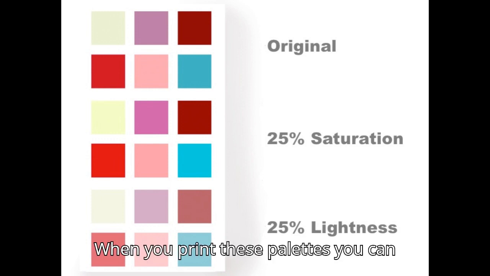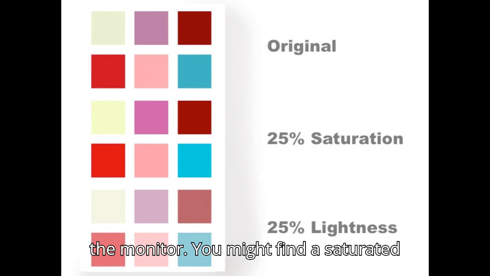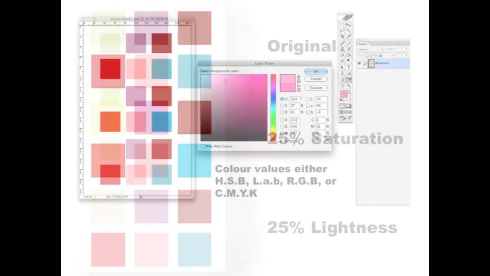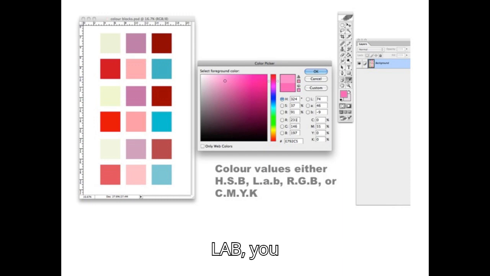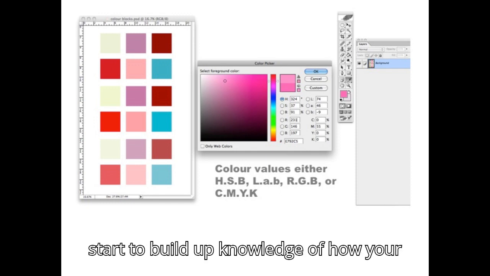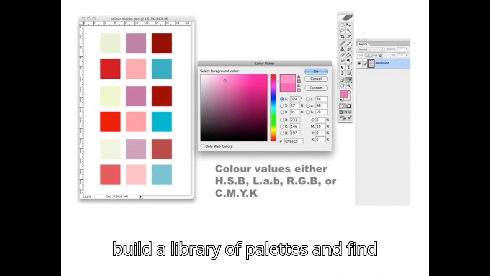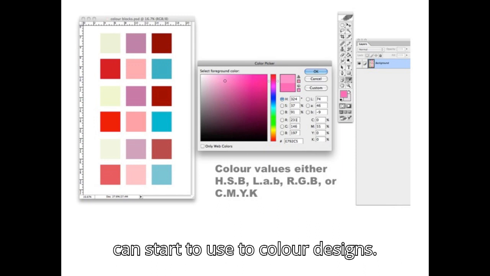When you print these palettes, you can then see how close you can get to the colours in the final design as seen on the monitor. You might find a saturated colour is a closer match than the printer's original print of your design. And as each colour has its own coordinates, either CMYK, HSB, RGB, LAB, you can use these coordinates to recolour your design. Working this way, you start to build up knowledge of how your printer prints. You'll also begin to build a library of palettes and find favourite colour combinations that you can start to use to colour designs.